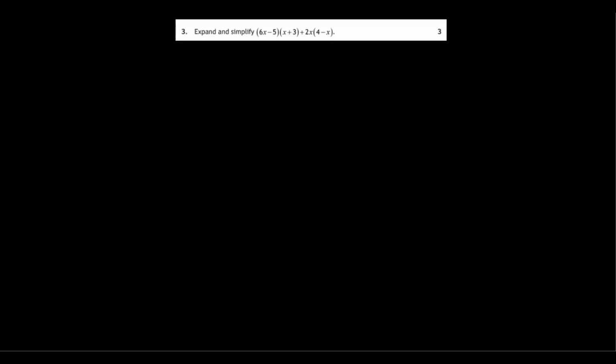Expand and simplify this expression. So we just multiply as usual. So 6 times x, 6x times x, 6x squared, and then 6x times 3. And then minus 5 times x, and then minus 5 times 3. So minus 5x minus 15. And then we just do the same thing for this bracket. So 2x times 4, and then 2x times minus x.